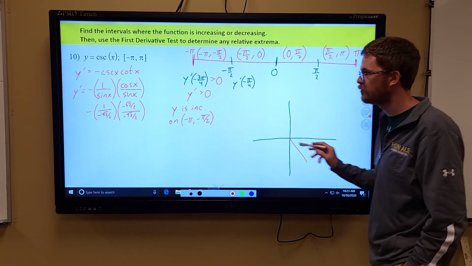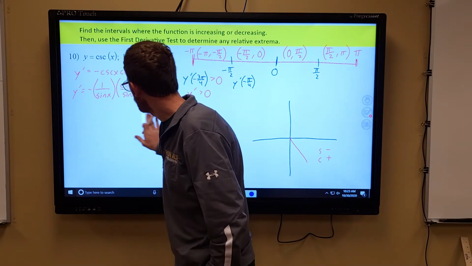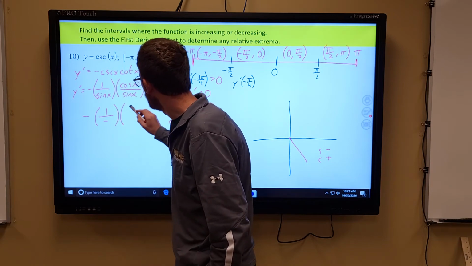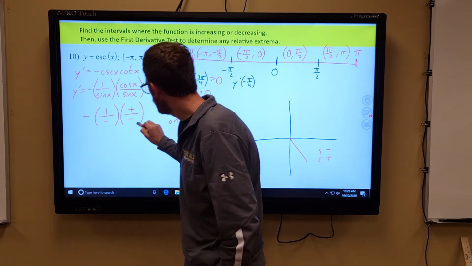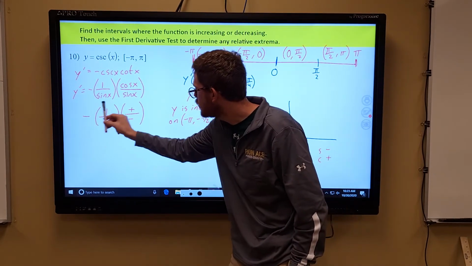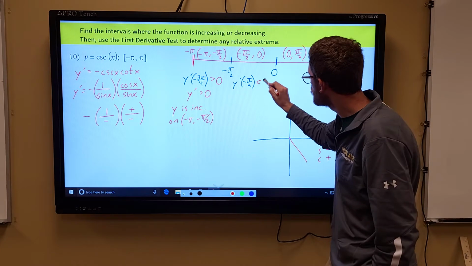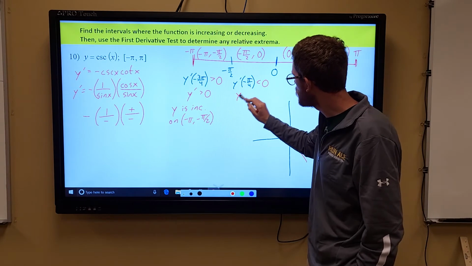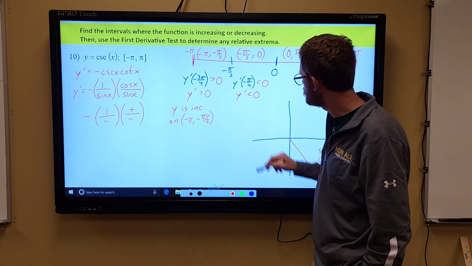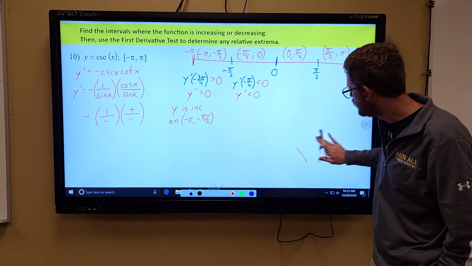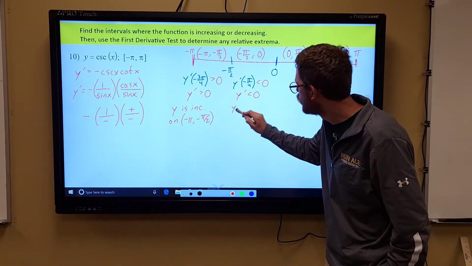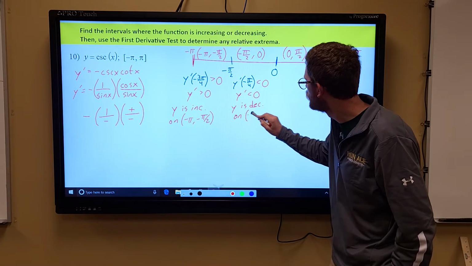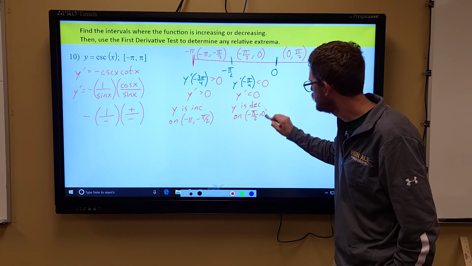So I'm just going to think about the signs. If I plug it in, I've got negative 1 over a negative times a positive divided by a negative. This is a negative times a negative times a negative. So my first derivative is negative on this interval. And because my first derivative is negative on this interval, I can say that y is decreasing on the interval from negative pi over 2 to 0.